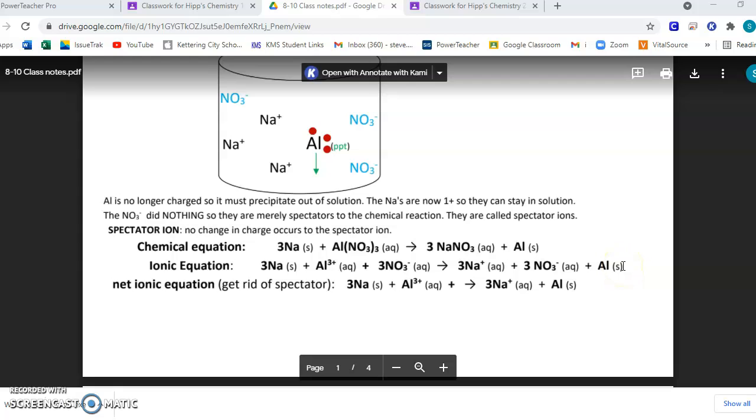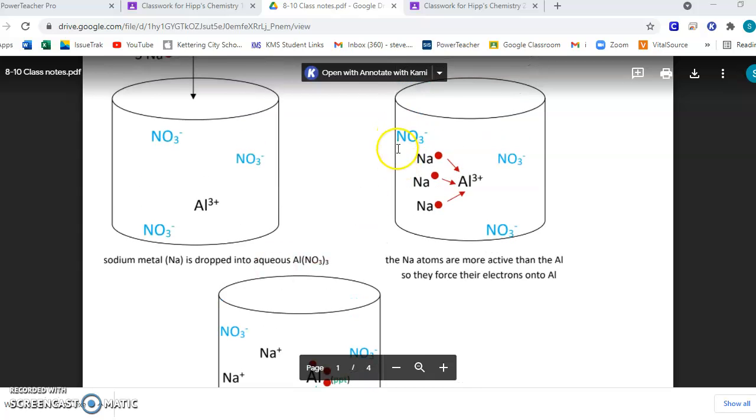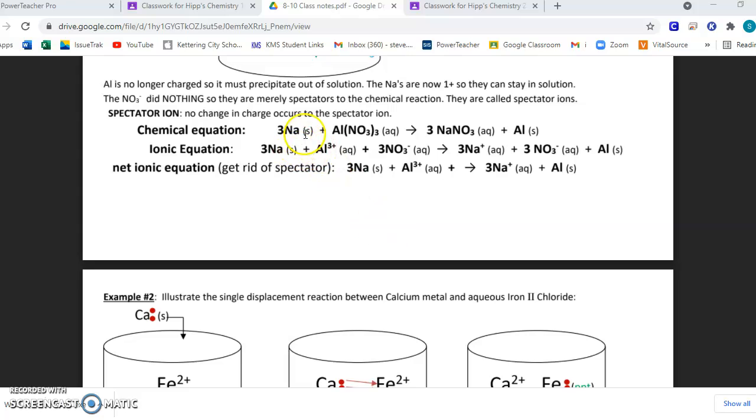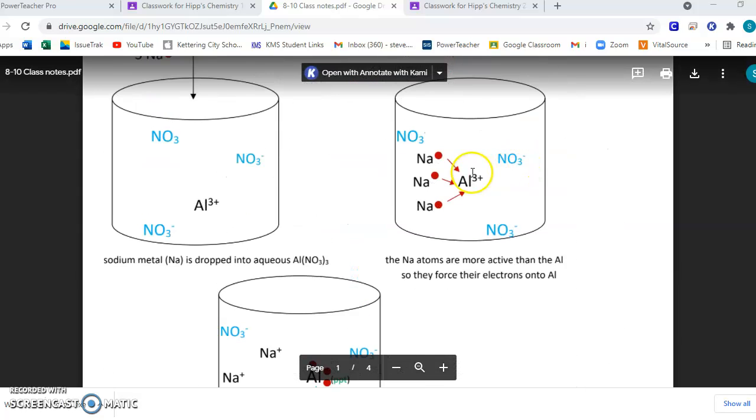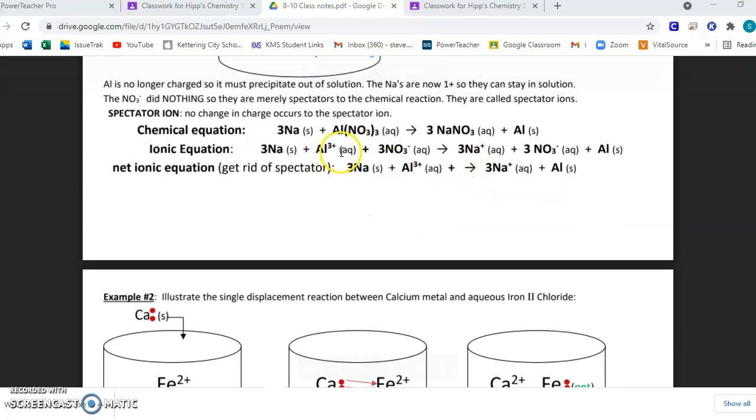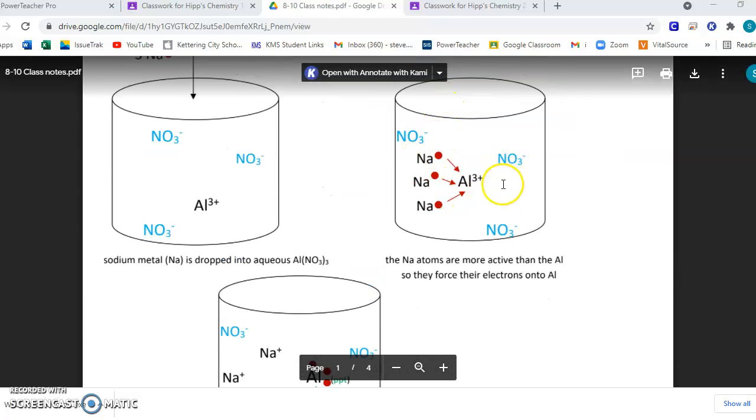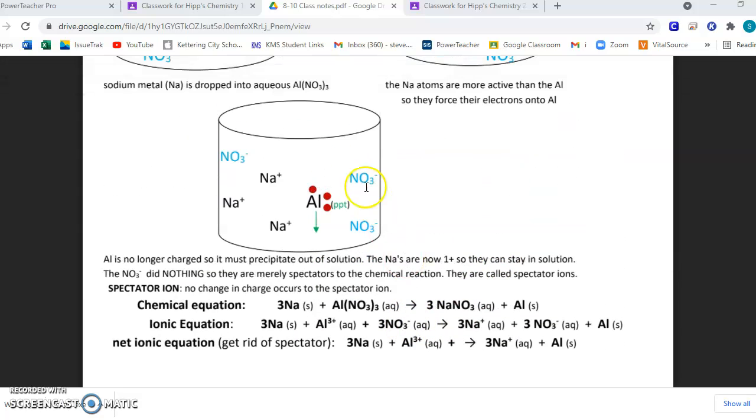Instead of writing solid here, you can put an arrow going down, which means it precipitates out of solution. A downward arrow means the same thing as a solid. So the ionic equation is showing what really happened in here. On the left side of the equation, we have the 3 sodium ions. There they are. There's the aluminum 3 plus right there. Here's the 3 nitrate ions right here.